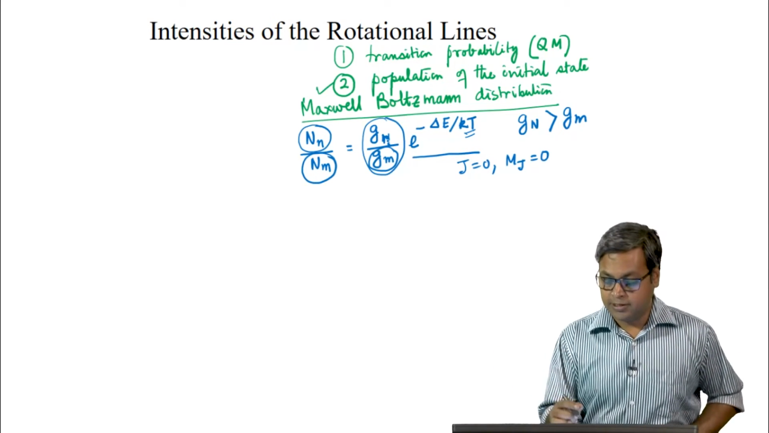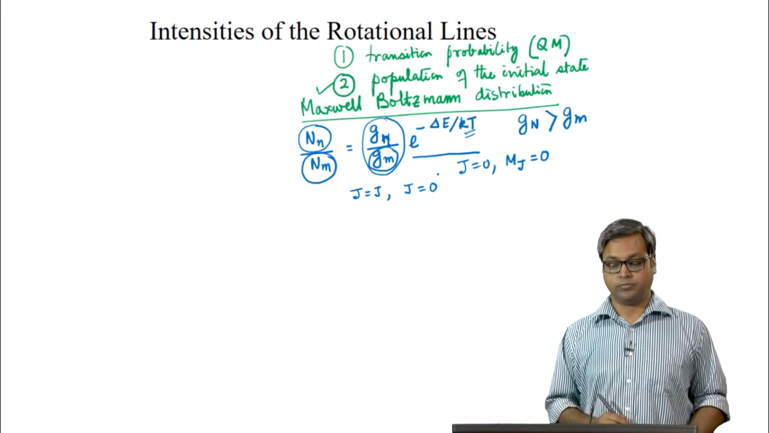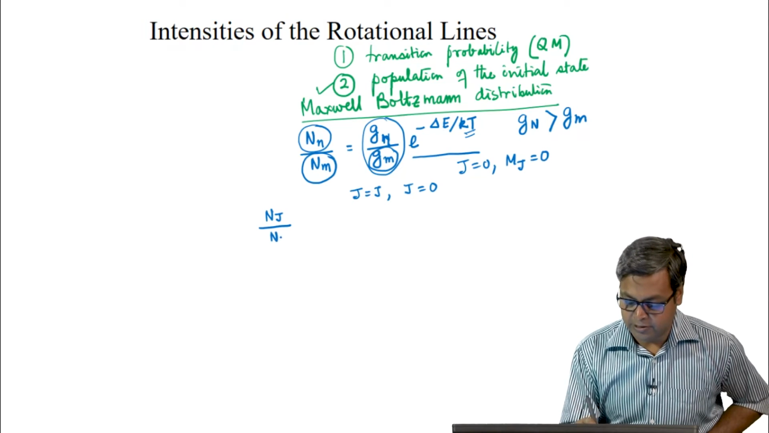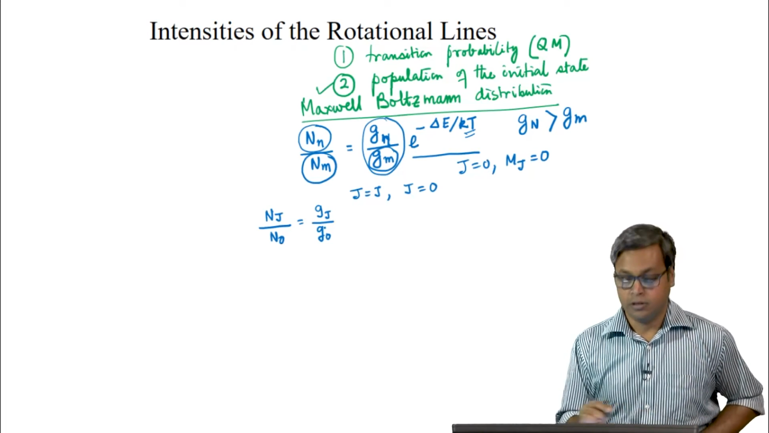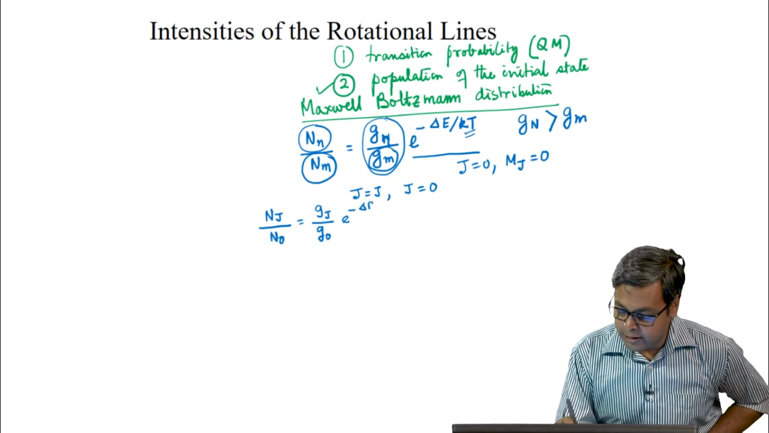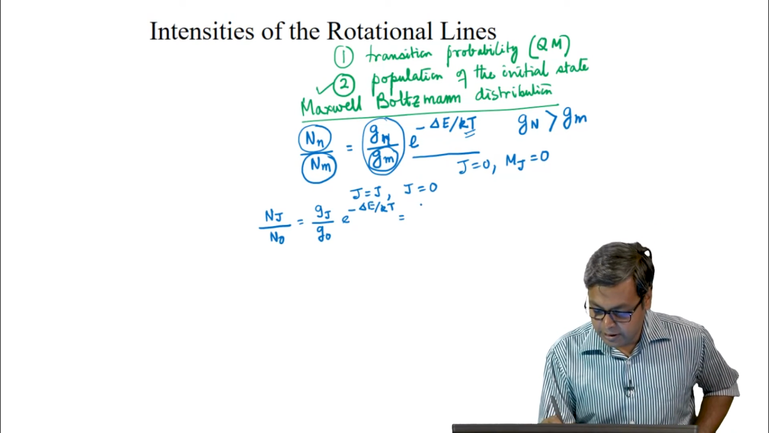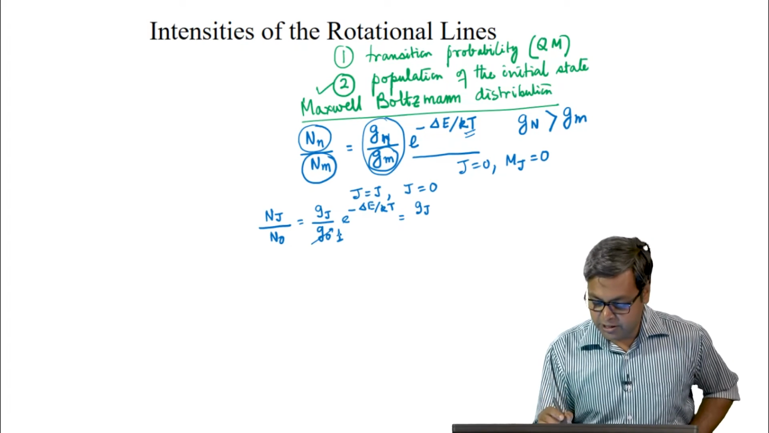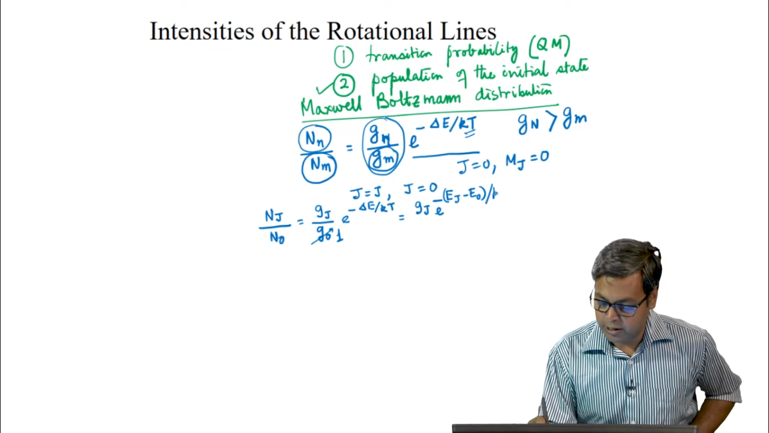Let us consider two states. One state is j equals j and the other is j equals 0. So, we can write N_j by N_0 equals g_j by g_0 times e to the power minus delta E by kT. We can write this as g_j, but g_0 is 1, so g_j times e to the power minus of (E_j minus E_0) by kT.